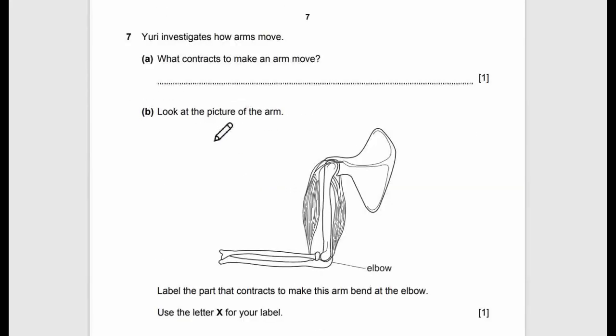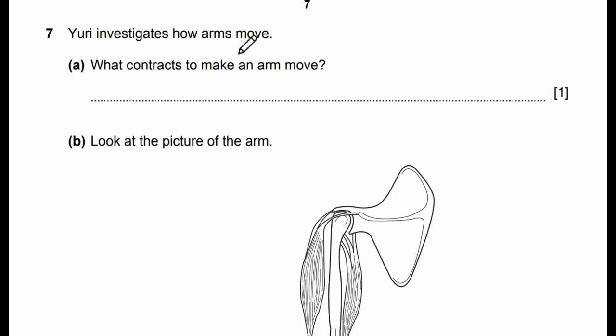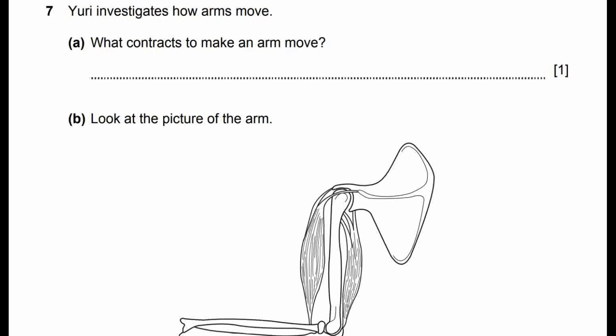Yuri investigates how arms move. So what contracts to make an arm move? Certainly the arms move because we contract our muscle. So the answer should be muscle.